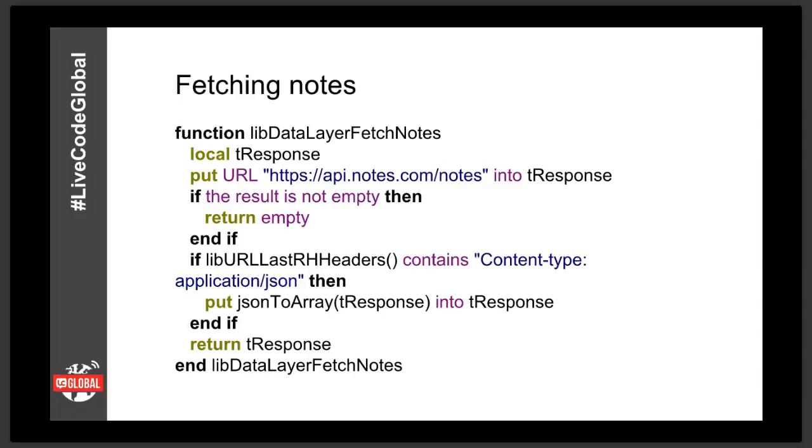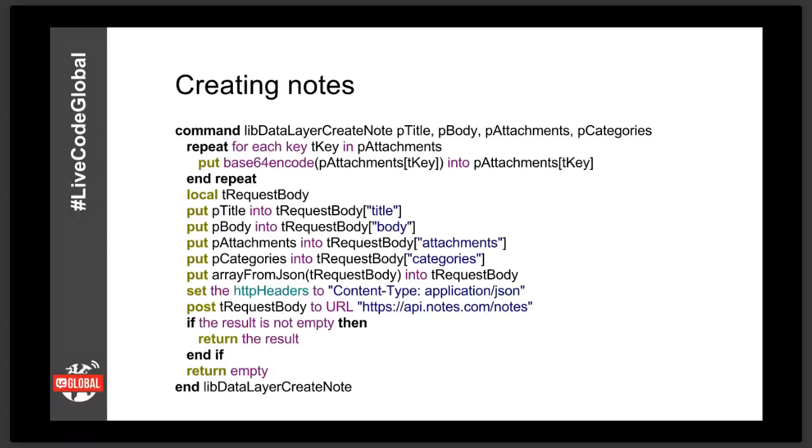And then the final part that I'll show here is creating a note. Now remember, I mentioned before, it's good to base 64 encode all our binary data. So in this case, these are our images or attachments. So make sure we base 64 encode. Then build our array that we want to pass to the server. So we put our title in the title field, body in the body field, our array of attachments into the attachments, and our list of categories into the categories field.